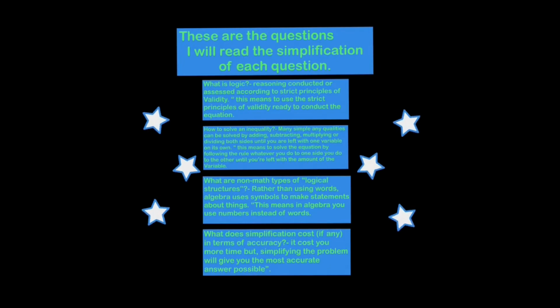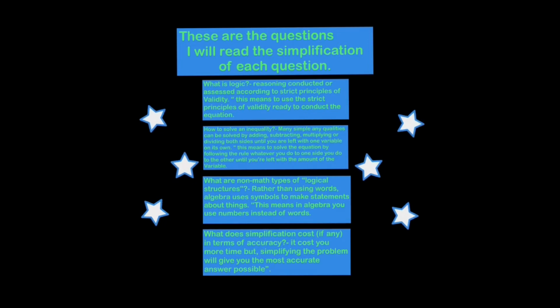Rather than using words, algebra uses symbols to make statements about things. What does simplification cost, if any, in terms of accuracy? It does cost more time, but it also gives you the most accurate answer possible.